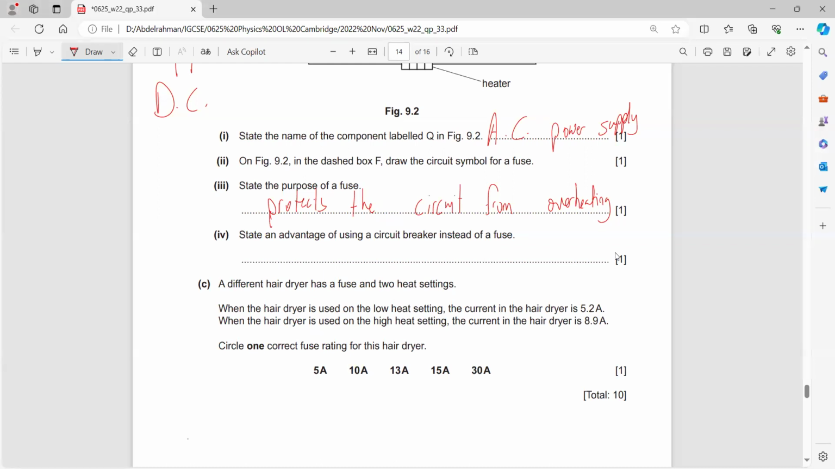I wrote that it's more efficient. No, not more efficient. It doesn't have to do with the efficiency. It has to do with the reusability. I can use it again. Sir, can I write easy to reset? You can write down easy to reset.